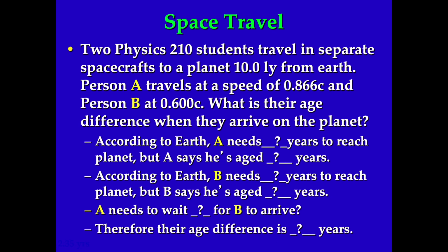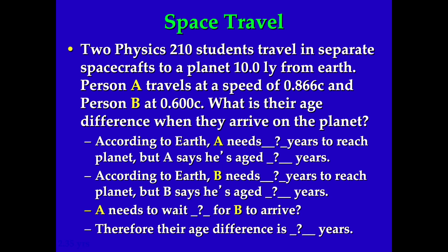In this particular case, two students travel in separate spacecraft to a planet 10 light years from the Earth. Person A travels at 0.866 c, person B travels at 0.6 c. You want to know what their ages are when they arrive. Okay, so this is similar to the twin paradox.